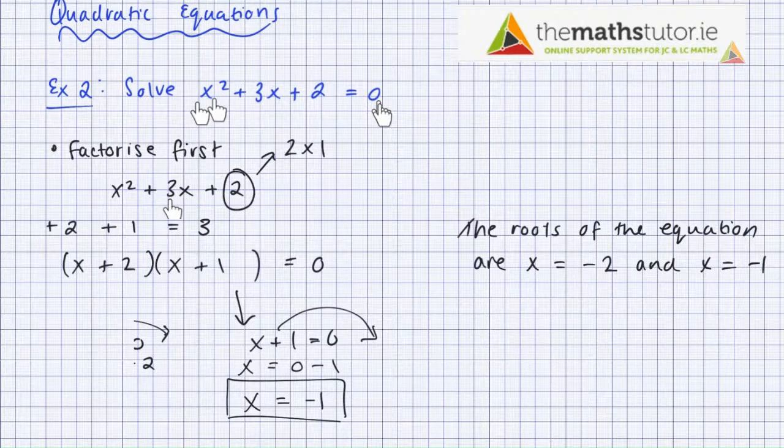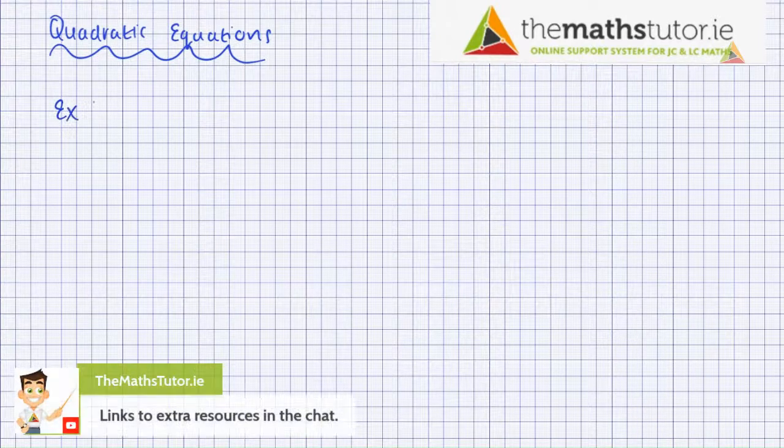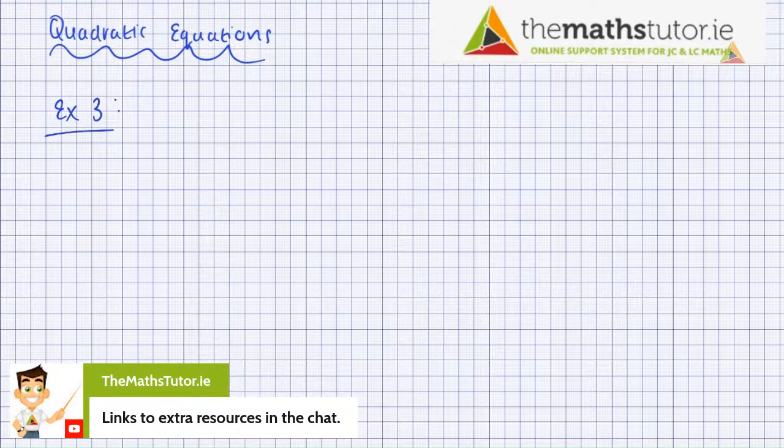So that's example 2. I'm going to go on to example 3 now on the next slide. Okay, so we're still on quadratic equations, and we're going to go on to example 3 now. So for example 3, you're asked to solve a squared plus 7a is equal to 8. Now with this one, you have to use your head a little bit. You will see that you have an a squared term, an a term, and you have a constant, but there's something wrong with this equation.